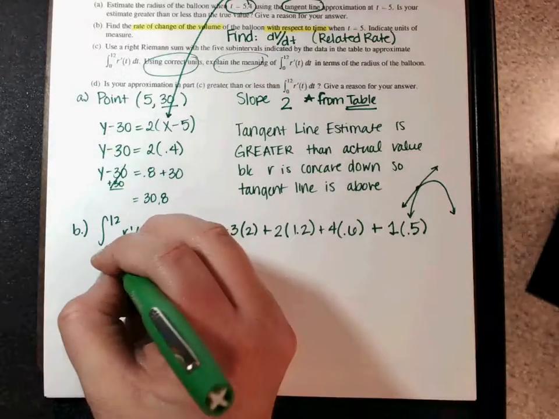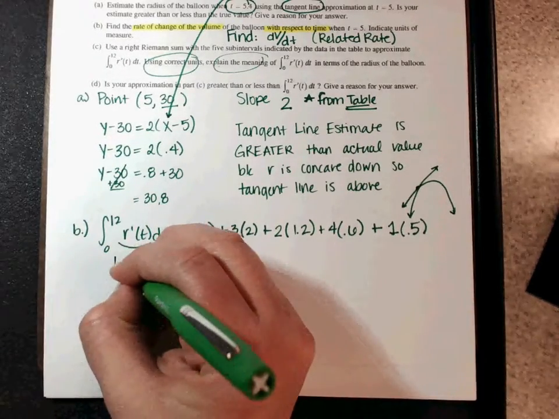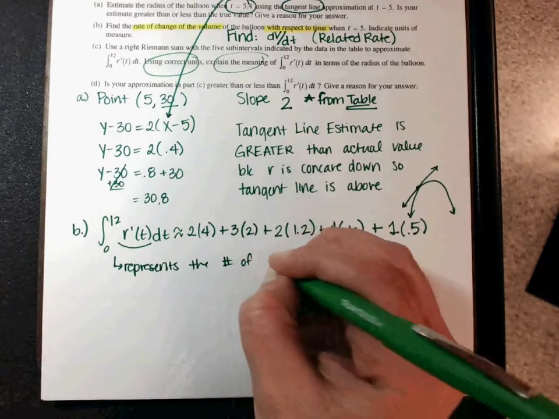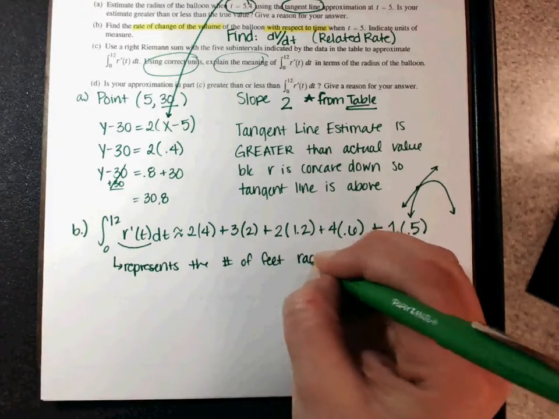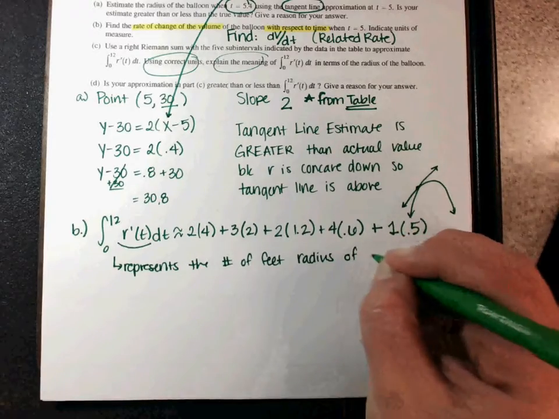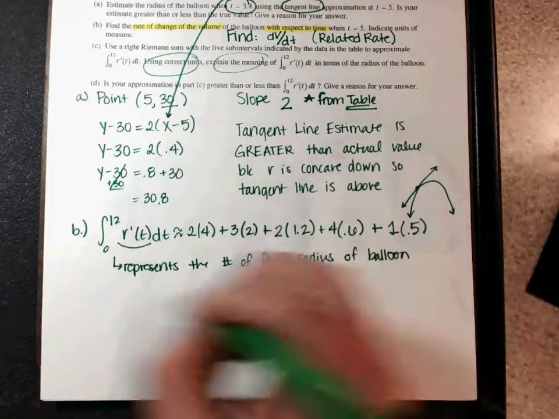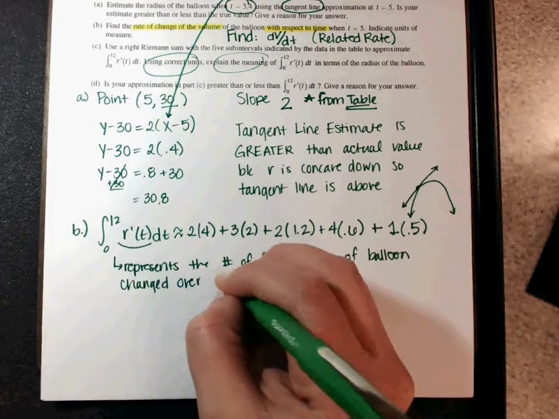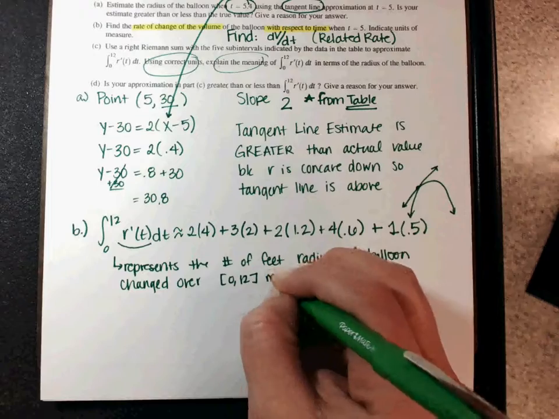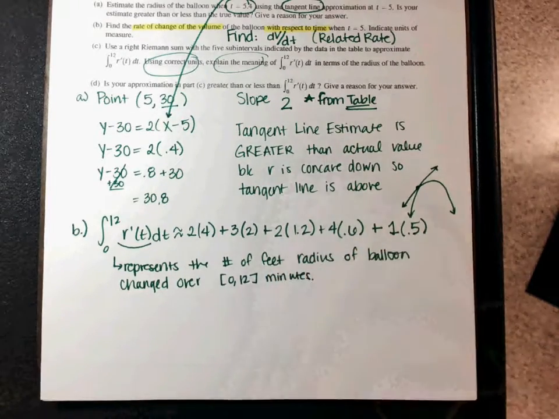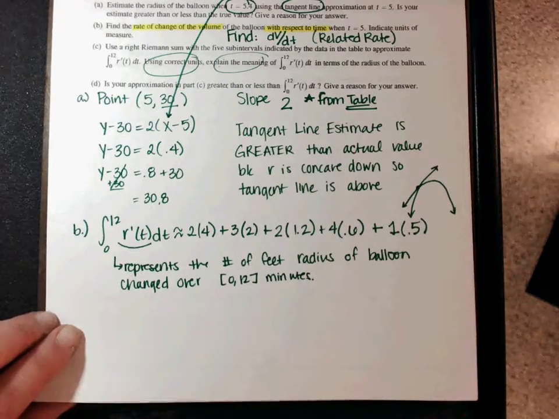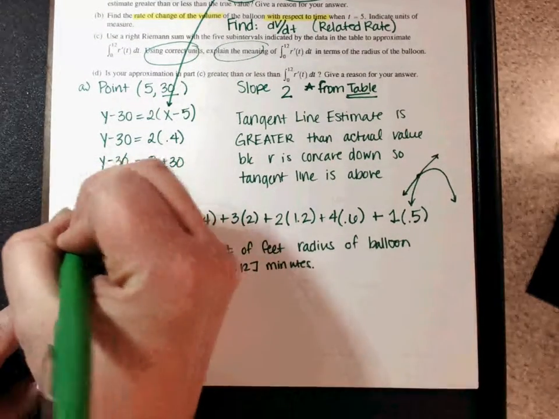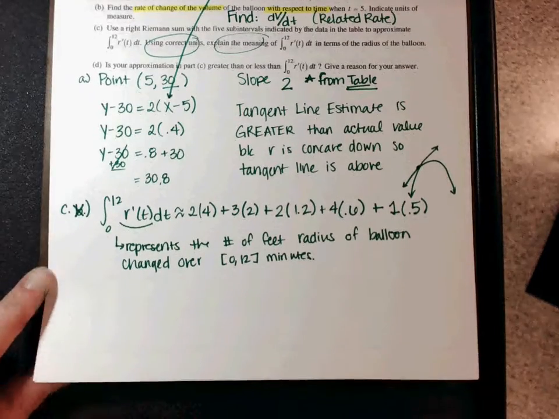So I would say this integral represents the number of feet the radius of the balloon changed over 0 to 12 measured in minutes. Okay? And I labeled that part B, but that was really part C, because remember we skipped part B. So I'm going to fix that now.